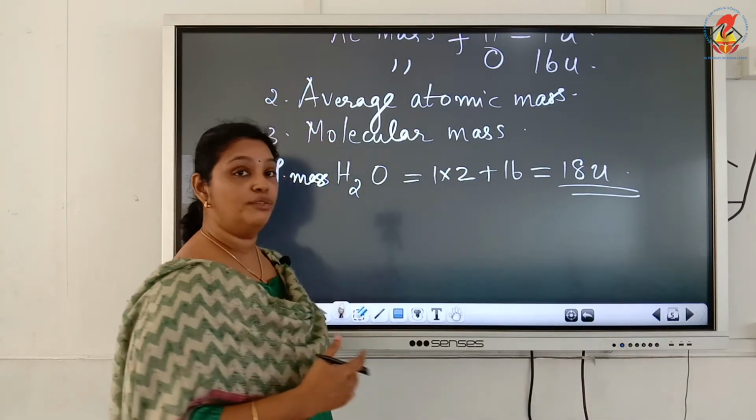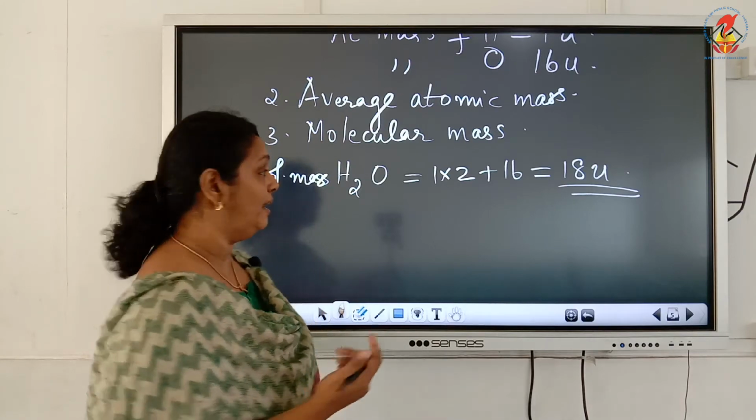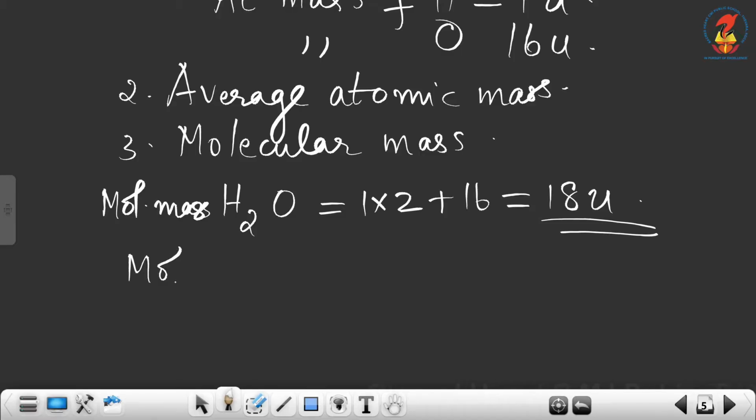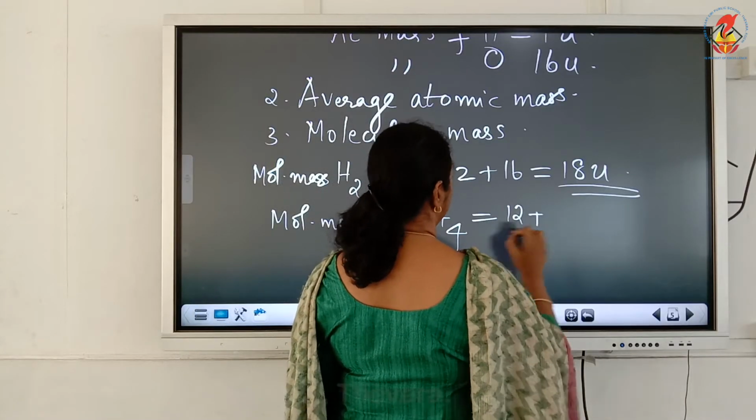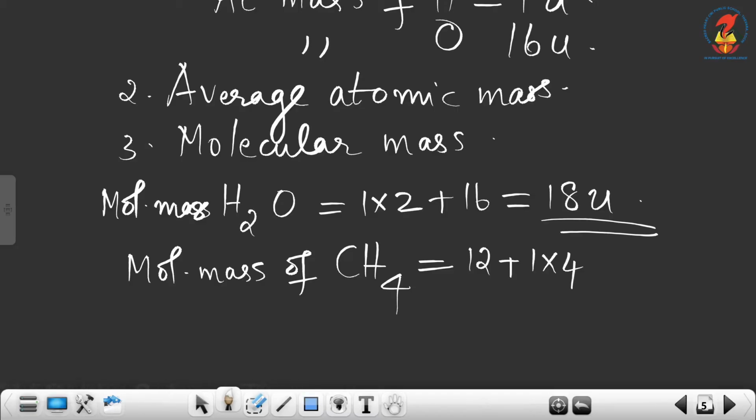Now suppose you are asked to find the molecular mass of methane. We know the formula of methane is CH4. Now methane: the atomic mass of carbon is 12 plus hydrogen 1. We have 4 atoms of hydrogen, so into 4, which is equal to 16 U. So this is molecular mass.